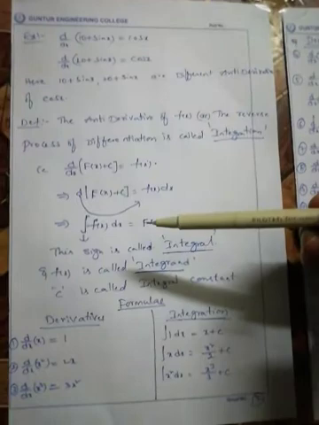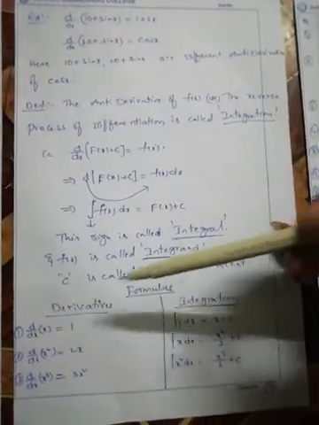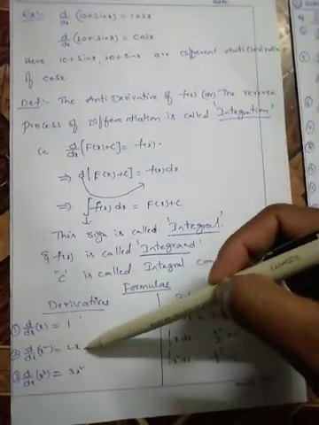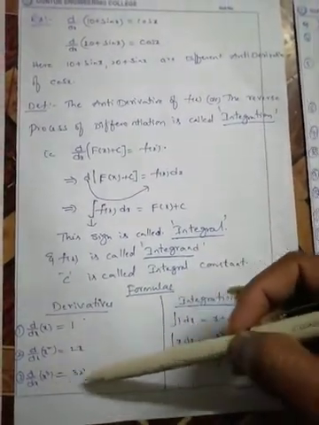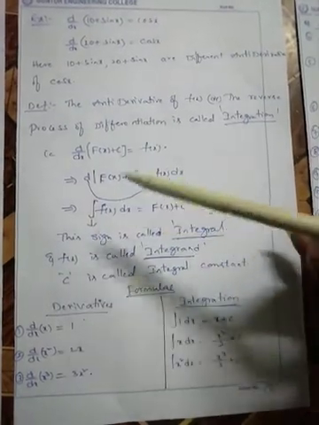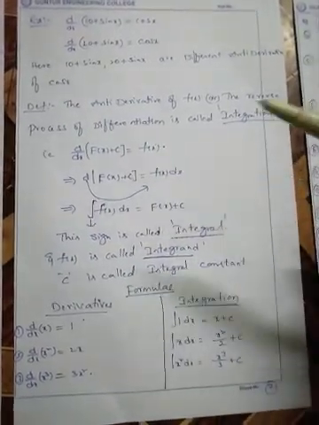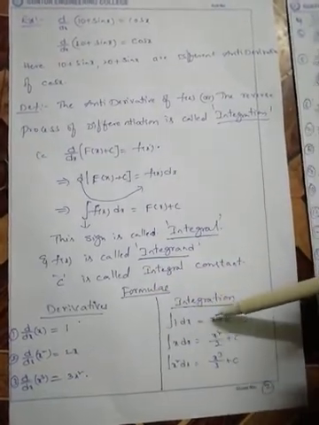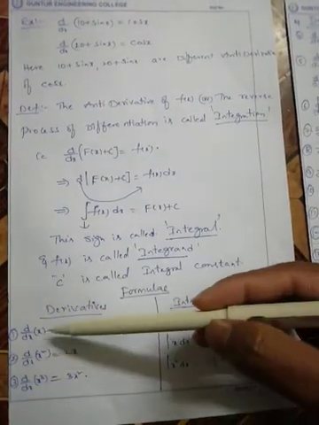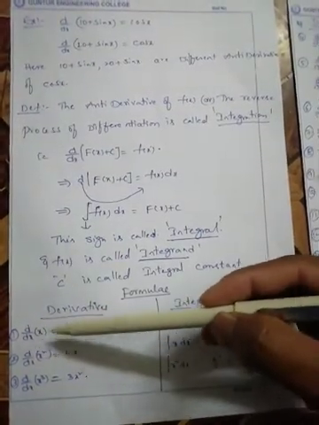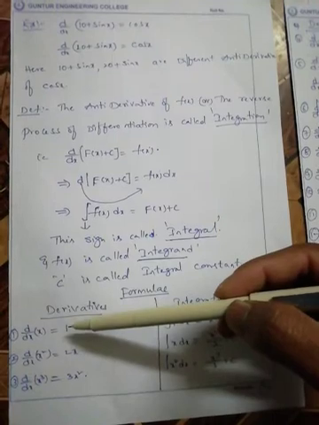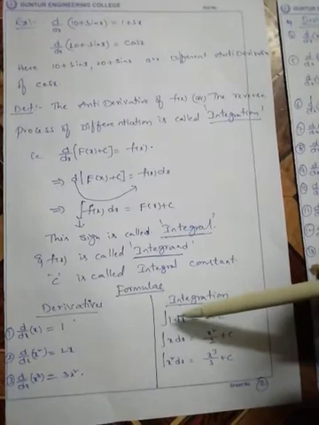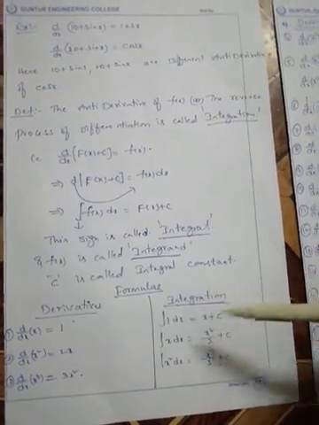First of all, we are familiar with the formulas of derivatives: d by dx of x is equal to 1, d by dx of x square is equal to 2x, d by dx of x cube is equal to 3x square. The reverse process of differentiation is called integration. Reverse process: d by dx of x equal to 1. The d by dx goes to the right side and converts to integration. Integral 1 dx is equal to x plus c.